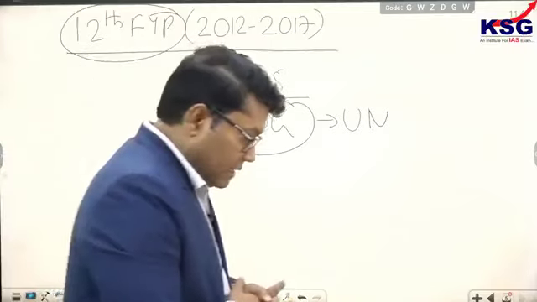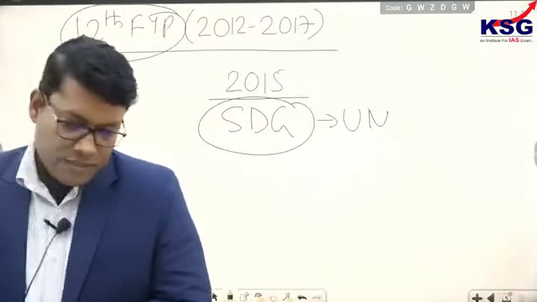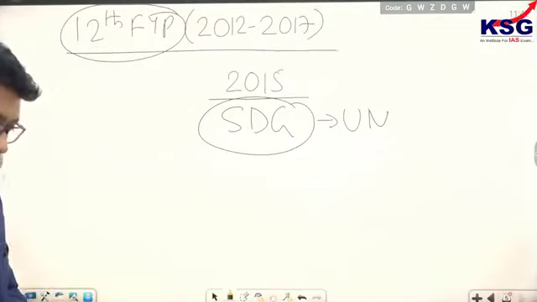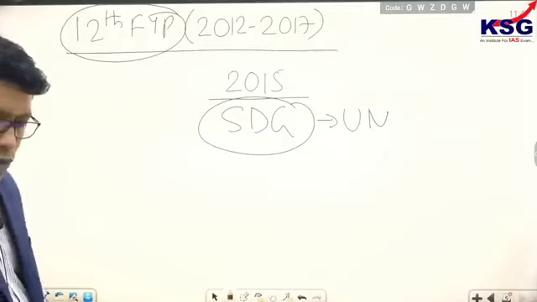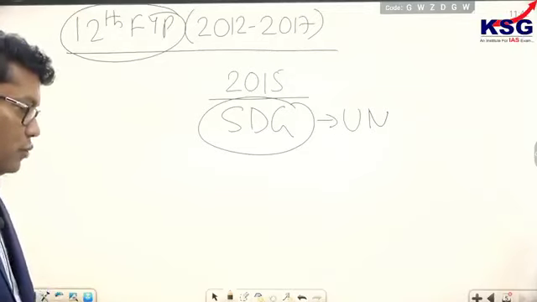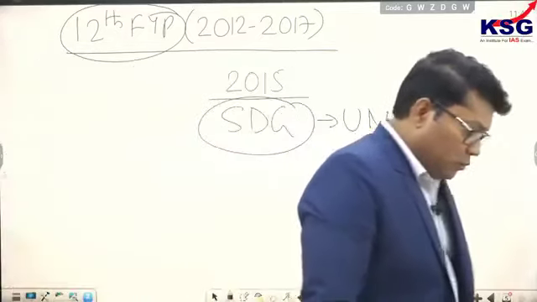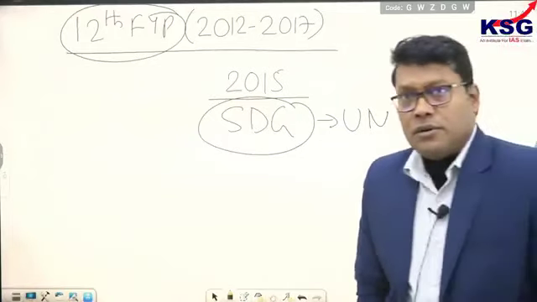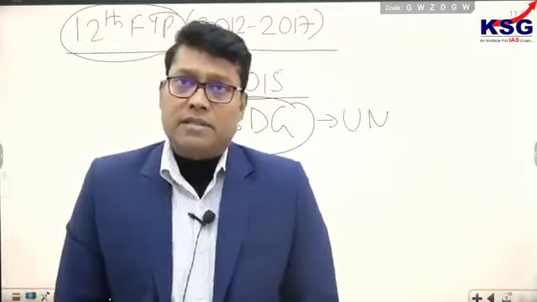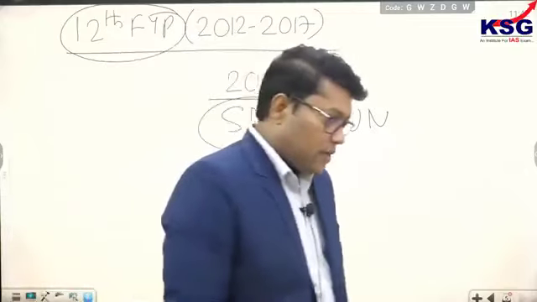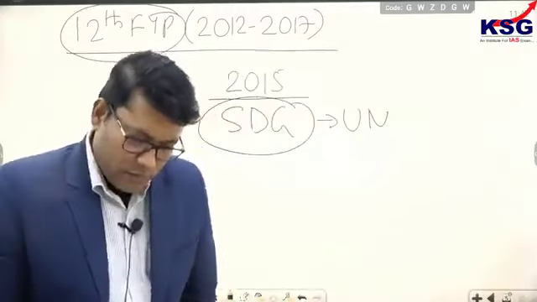The 12th five-year plan emphasized as the first priority to bring the economy back to higher economic growth and ensure inclusive and sustainable development. Clear? Full stop. Right.